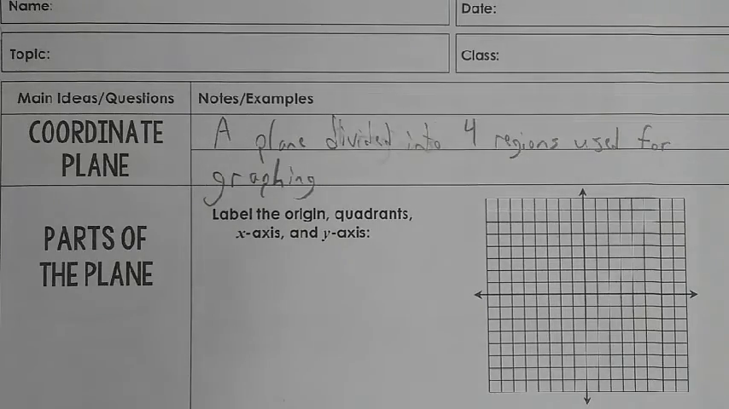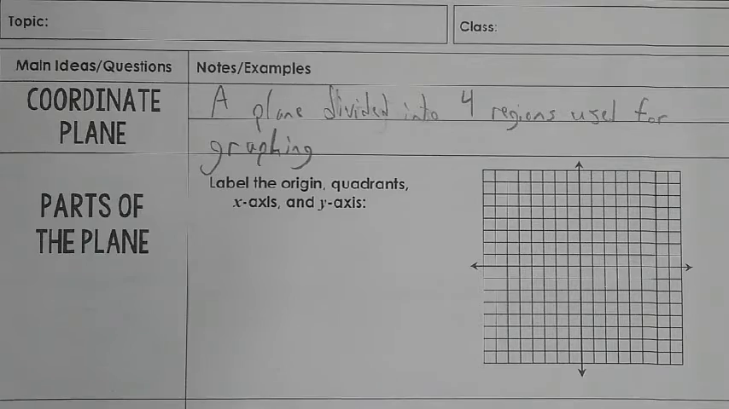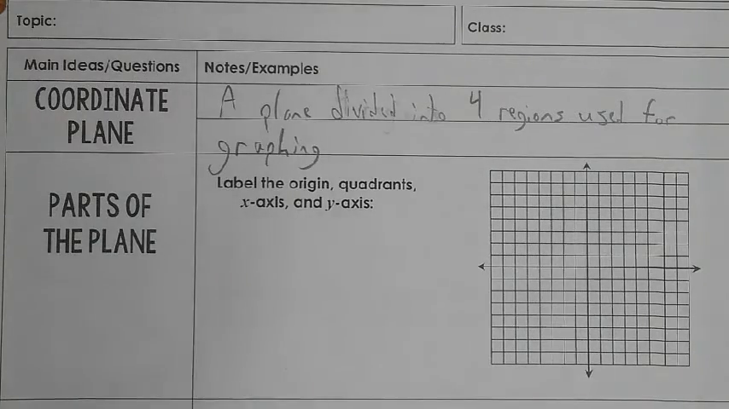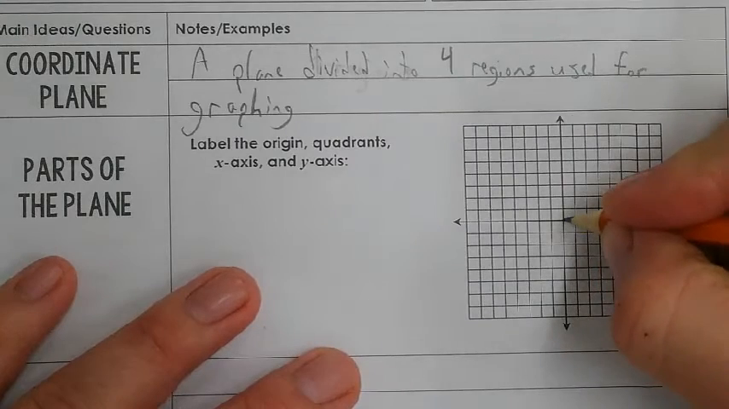So a coordinate plane is a plane divided into 4 regions used for graphing. Then it says label the origin, the quadrants, x-axis, and y-axis. Start with the origin. Where's the origin? The center. It's this point right here.